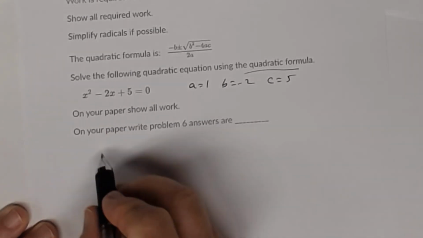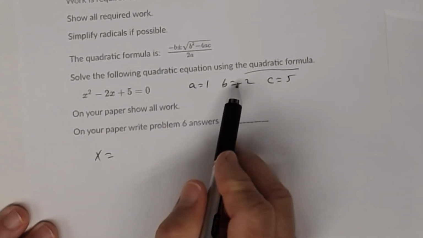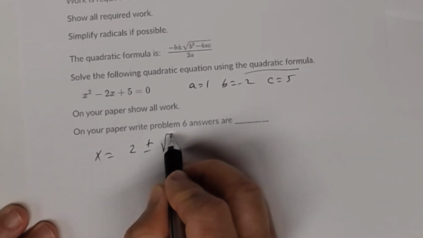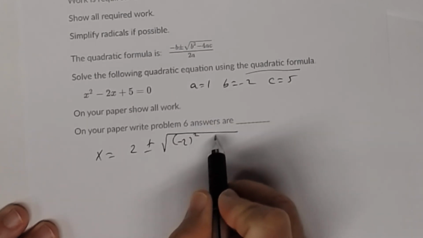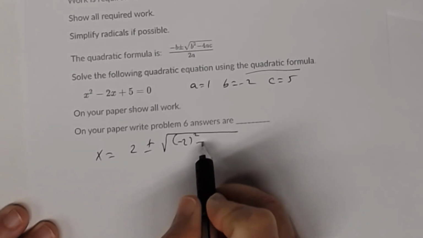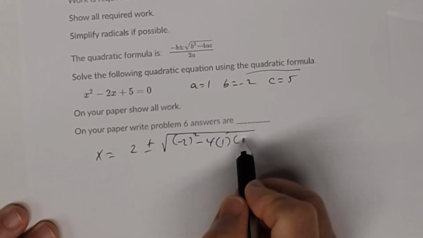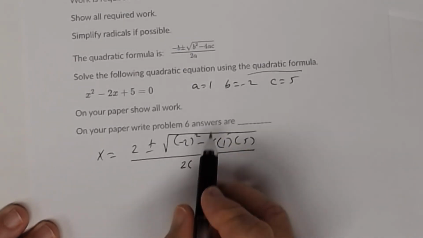And now we're going to substitute. So x equals the opposite of b. The opposite of a negative 2 is a positive 2, plus or minus the square root of b, which is negative 2. So I'm going to put that in parentheses and square that. So b squared minus 4 times a, which is 1, times c, which is 5. All of that is being divided by 2 times a, which is 1.